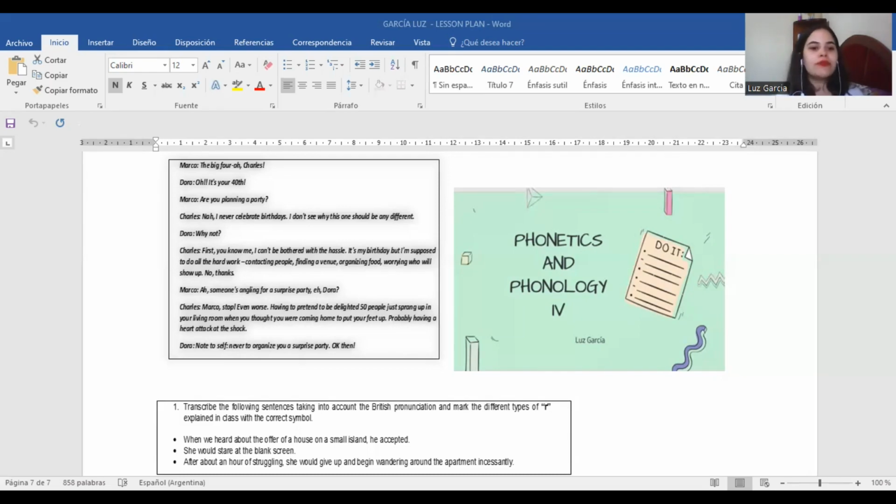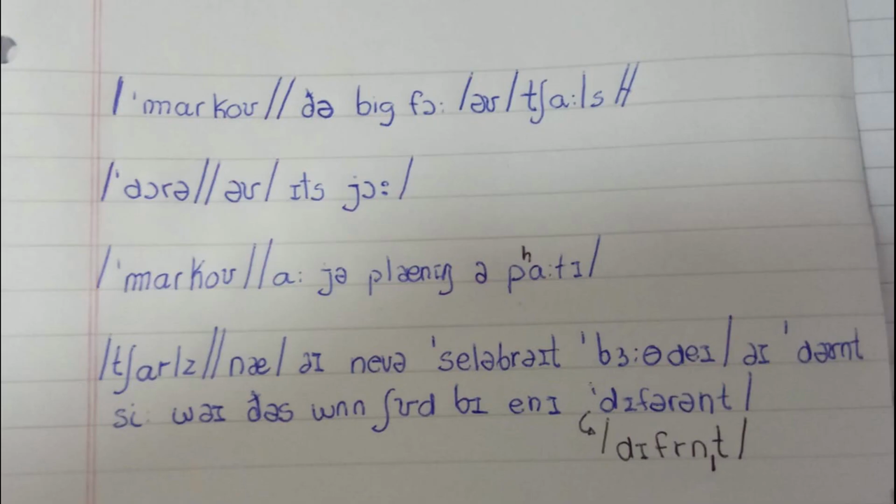Marco, Dora, and Charles, yes, I can mention in the word party, for example, we identify aspirations, and in the word different, we identify syllabicity. And this is an example of what I said. In the word party, we have aspirations, and in the word different, we have syllabicity.